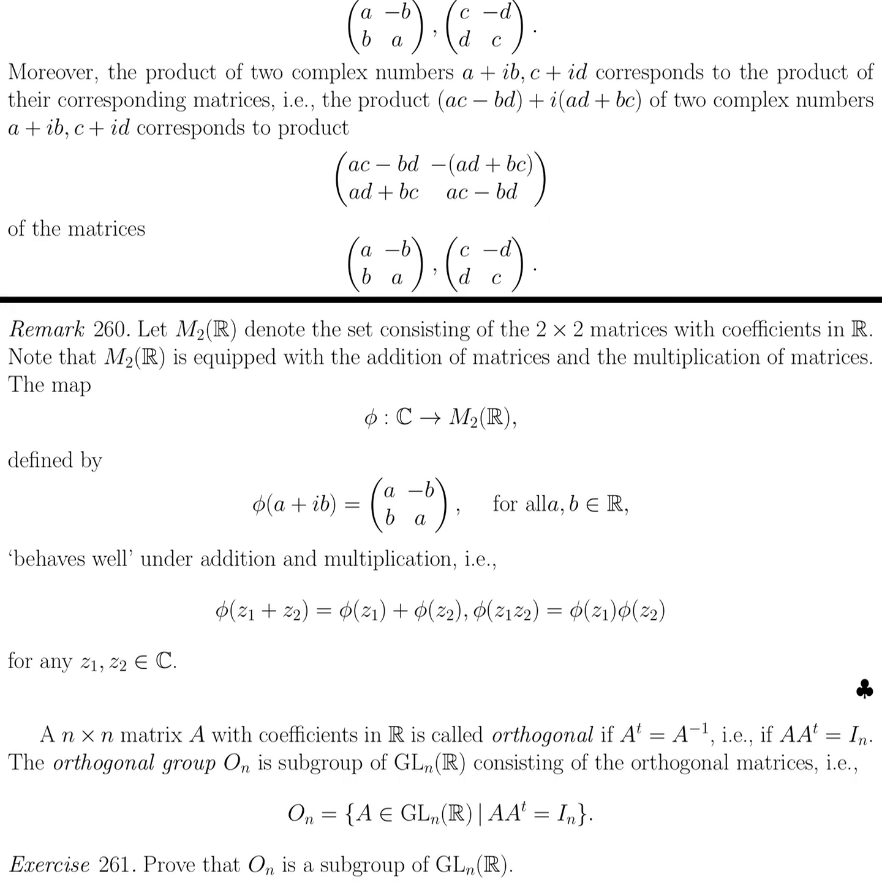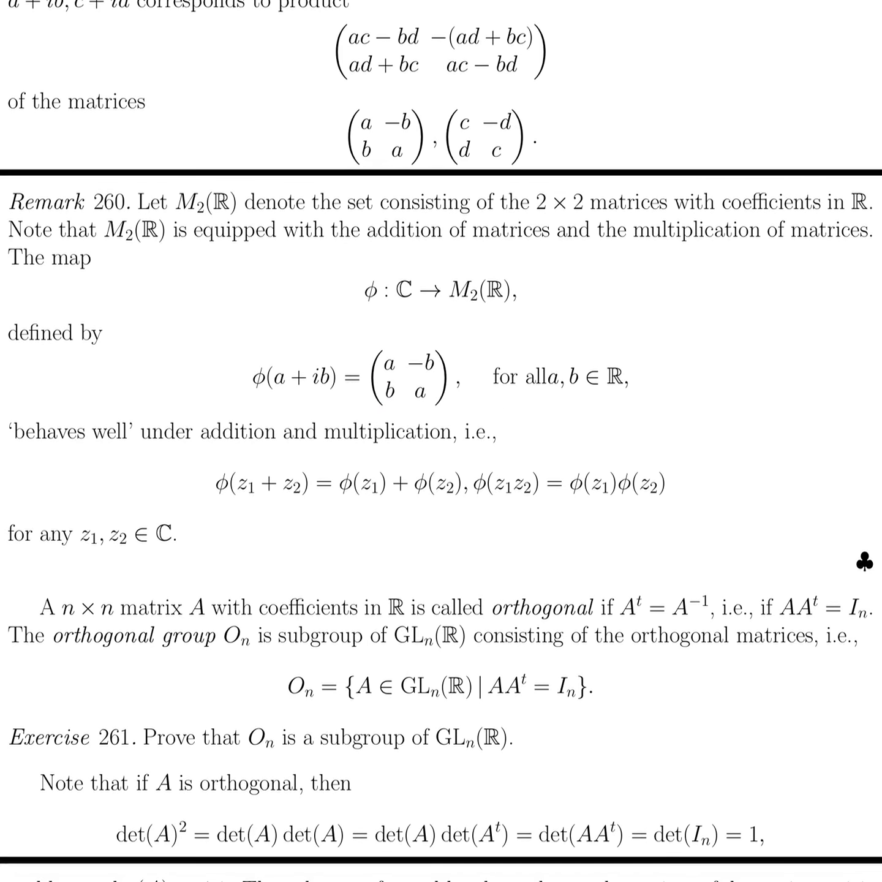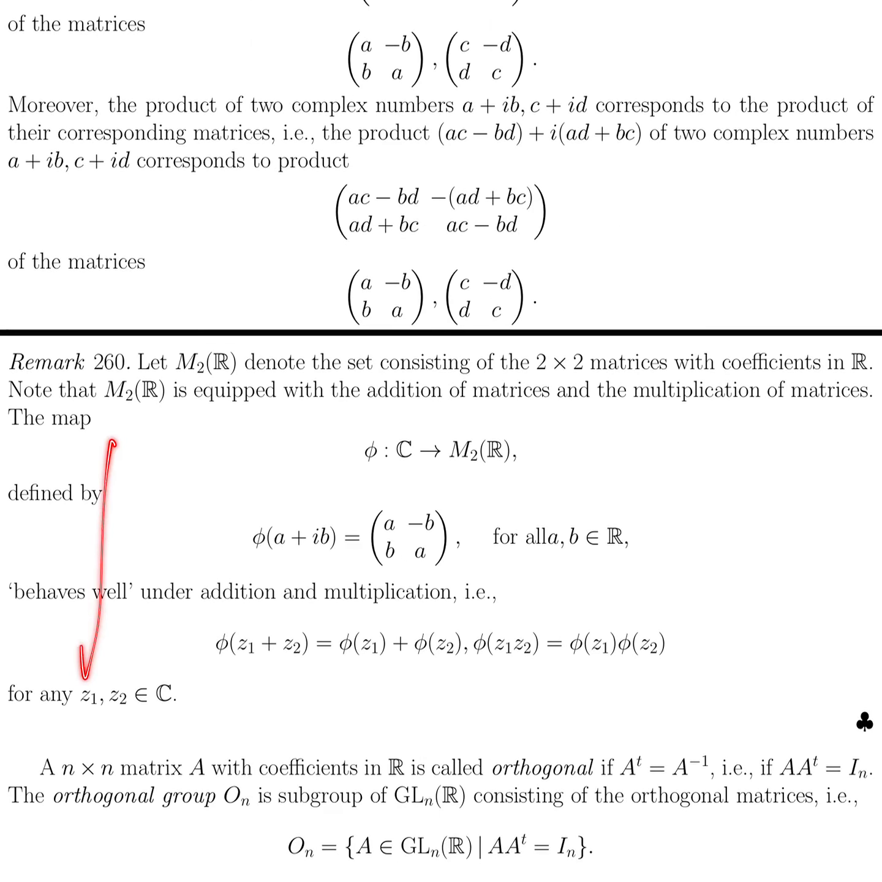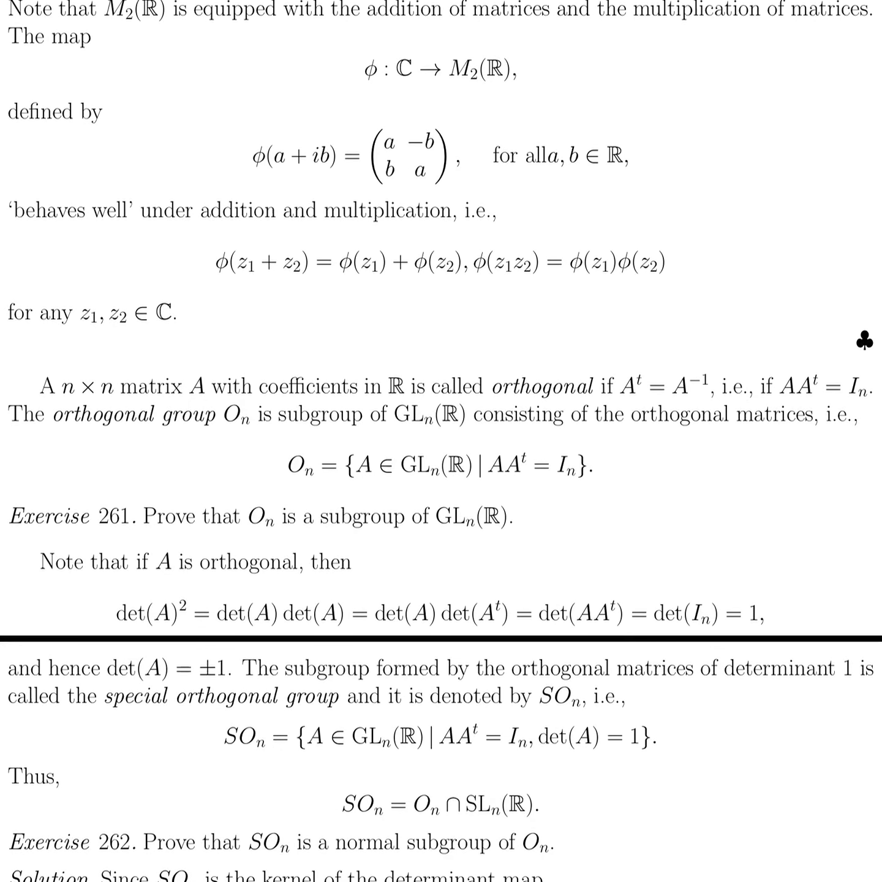Okay, so let me put it in a more mathematical form. From C to R, we have defined this map φ which sends a + ib to a matrix with a and b, minus b, a, and we have just observed that it behaves well under addition and multiplication. In other words, φ(z1 + z2) is φ(z1) + φ(z2), and φ(z1 z2) is φ(z1) times φ(z2). Anyway, this was a warm-up exercise, a warm-up example.